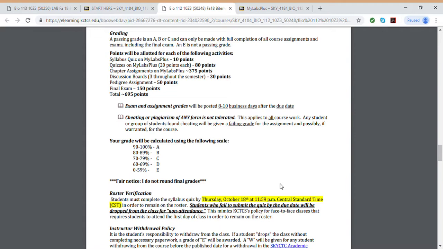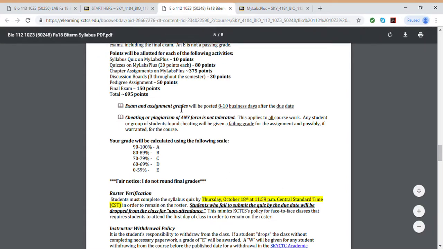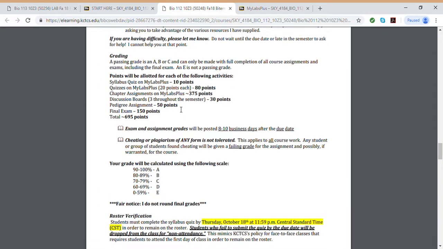Here is the tentative grade breakdown. Sorry, I don't know if you heard that, but my puppy is barking in the background. Just ignore her. Notice that grades are posted about 8 to 10 business days after the due date. I'll get into this in a second about why they're not posted for over a week. It's because of a short period of time where late work is accepted. So we'll get into that when I talk more about your homework assignments in MyLabs Plus.